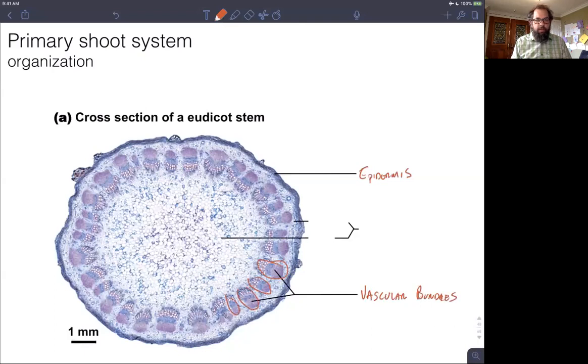And we know that our vascular tissue is made up of xylem cells toward the inside, and then phloem cells, the blue stained ones here, toward the outside of that stem, and running through in between them would be the vascular cambium.